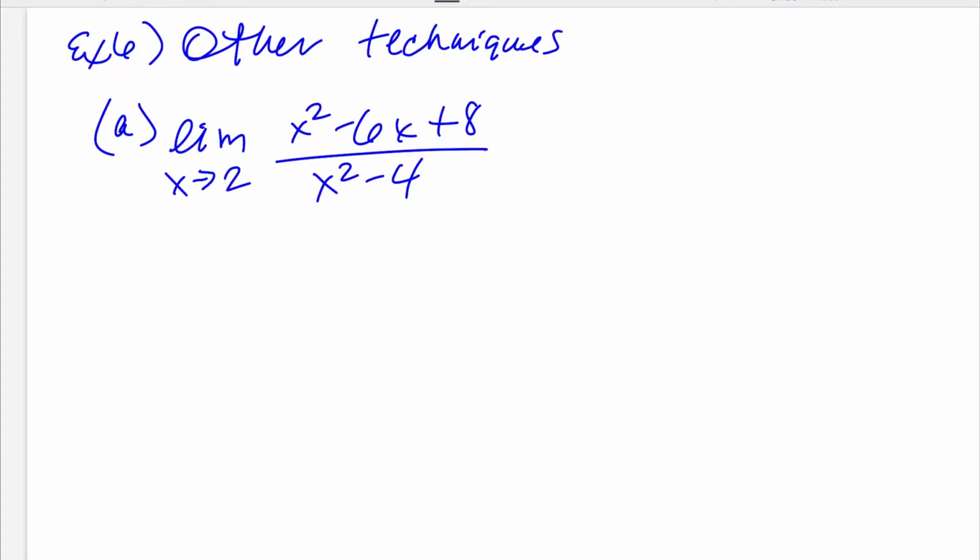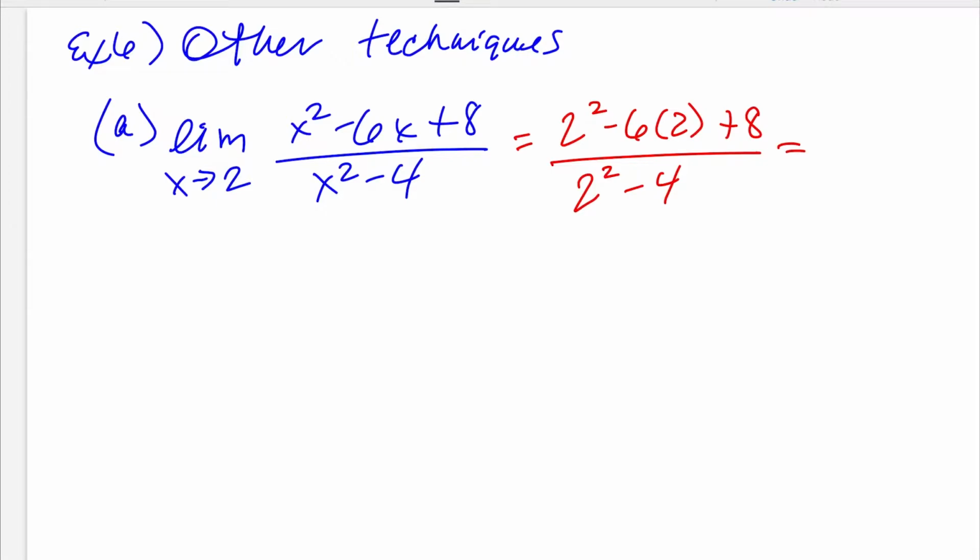What happens when I just plug this 2 in? That's still my go-to method. But look at what happens. I have 2 squared minus 6 times 2 plus 8 over 2 squared minus 4. Do you see that? 4 plus 8 in the top, that's what I did in my head. 4 plus 8 is 12, minus 12 is 0, and then 4 minus 4 is 0.